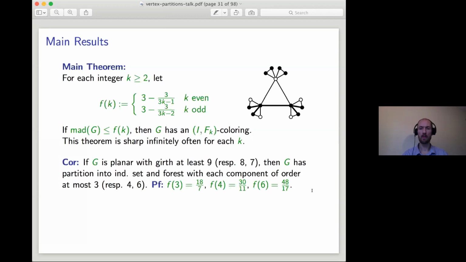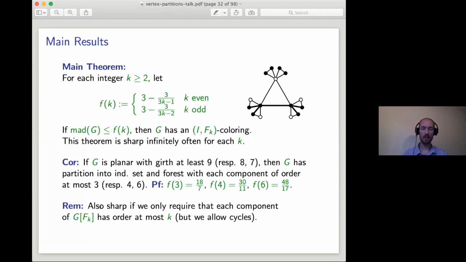But one other comment is that this proof about the sharpness, which I'll show you in a minute, well, actually, right, the proof for the sharpness doesn't require that our components be acyclic. So even if we relax that condition and we allow our components to have cycles, but we still put the bound on the order, then those thresholds are still sharp. And we'll see that coming out of the proof of sharpness in a minute.